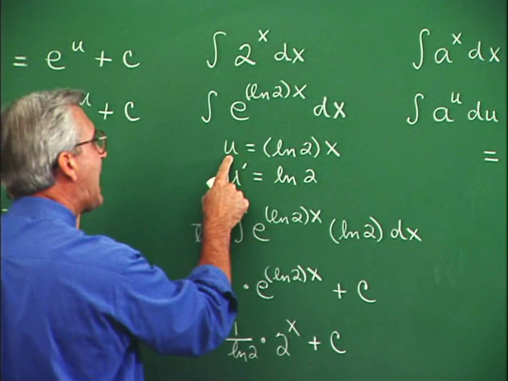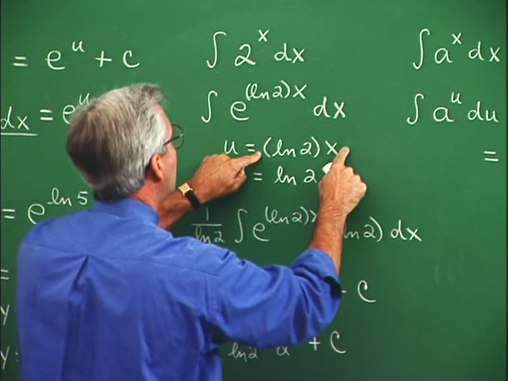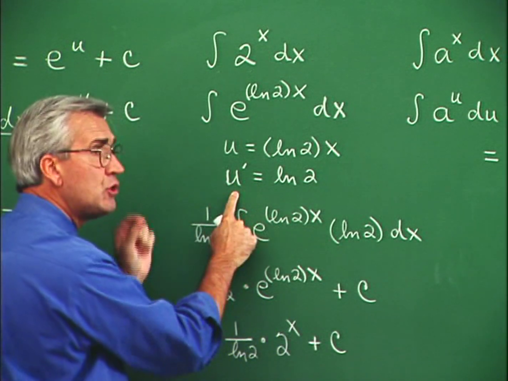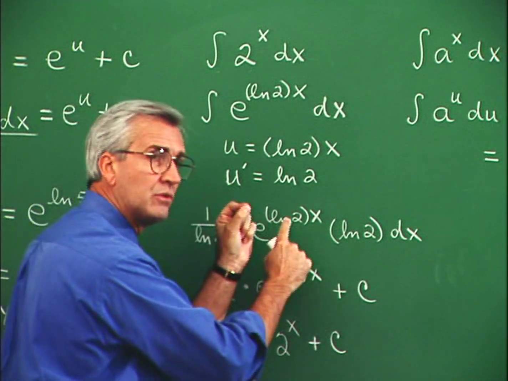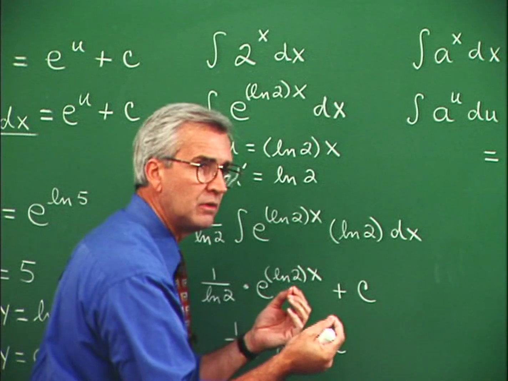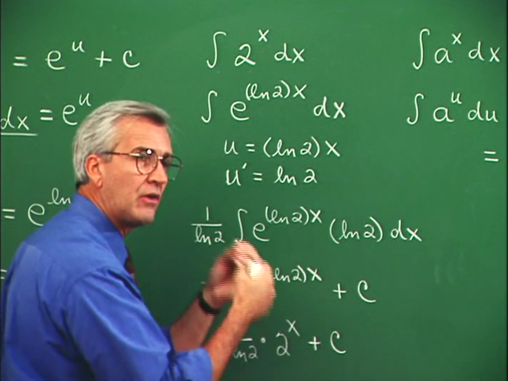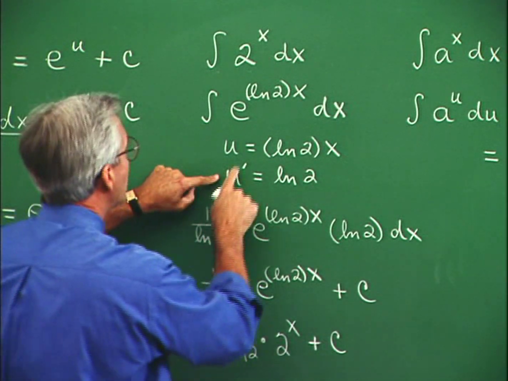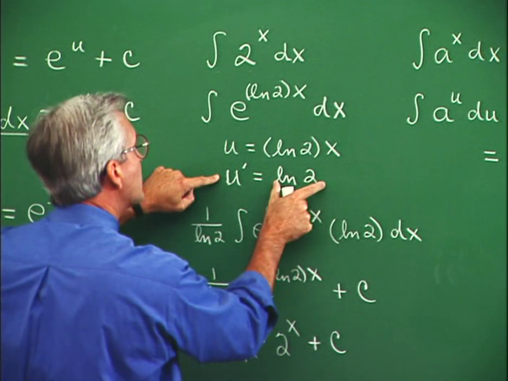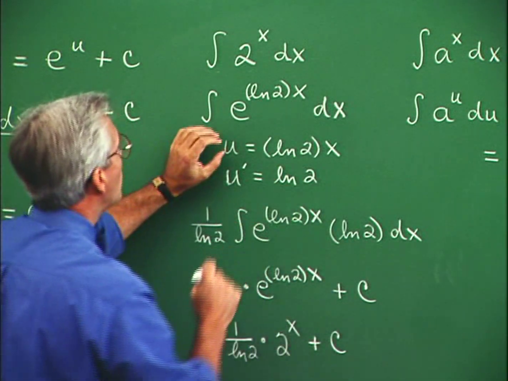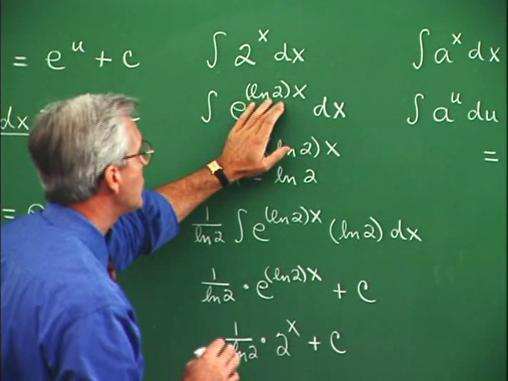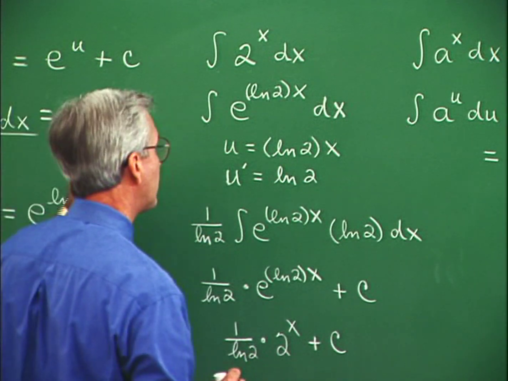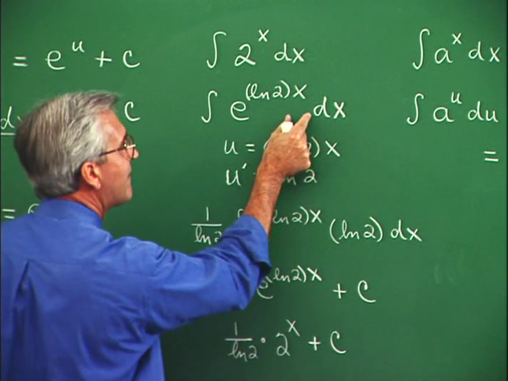Now, if we imagine that the u part is the ln 2 times x, then u prime is ln 2. Notice I'm using u prime and not du. It depends on how you want to display it or how you want to think about it. I kind of like this form, and I'll use it in this particular case. But the u prime is ln 2, and that just means that in order for us to work this problem, we need to see the form of e to the u times u prime dx, to meet the pattern over here. So we need an ln 2 factor in here.